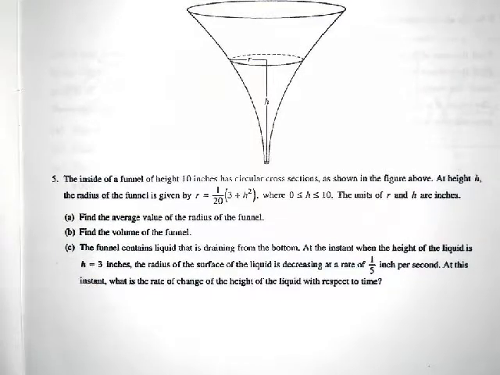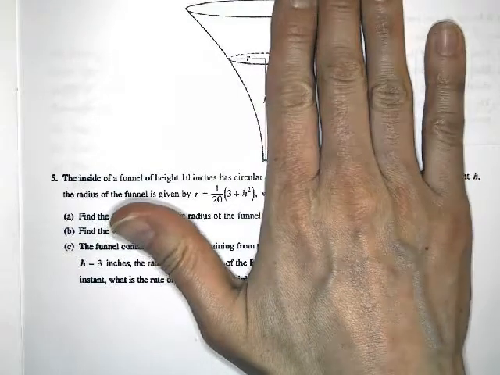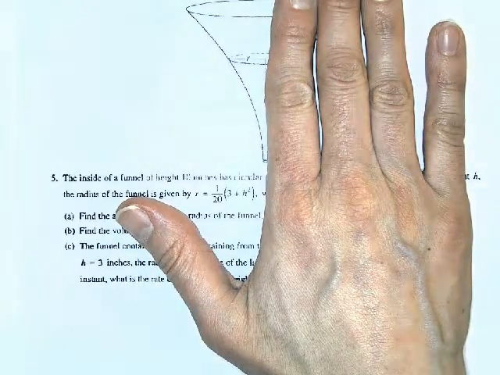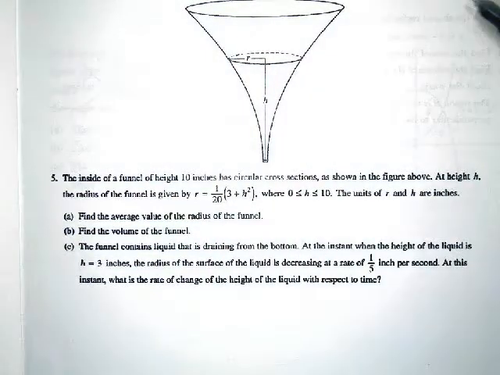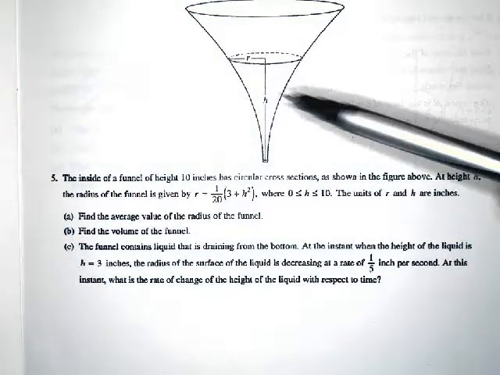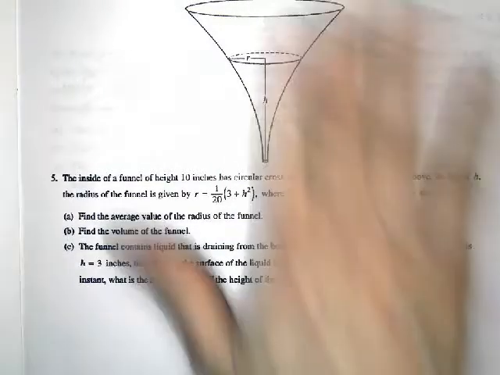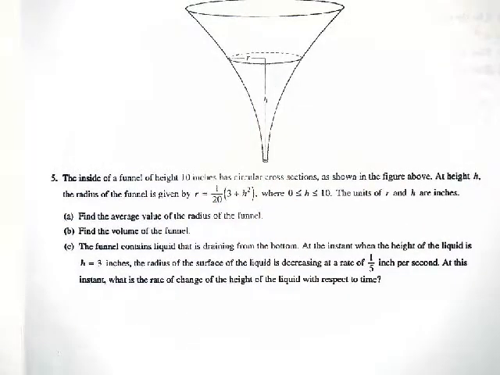Okay, so they're saying the inside of a funnel of height 10 inches has circular cross sections. So if we look at 1/2 of this shape, you can think of this curve being revolved around the y-axis to give us a funnel shape. And they're giving us the radius here. So it says at any height h, the radius is given by this function. So again, we're just thinking of a function that's being revolved around y to give us this funnel shape.